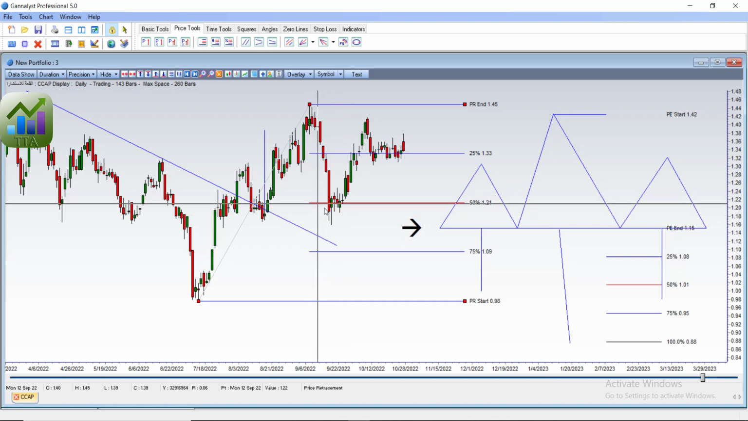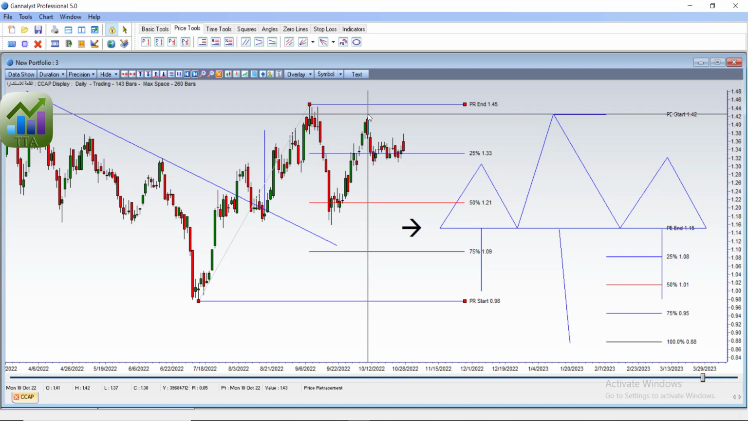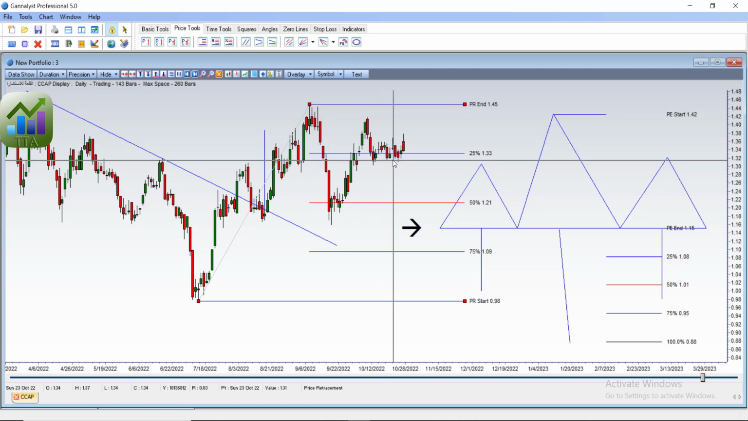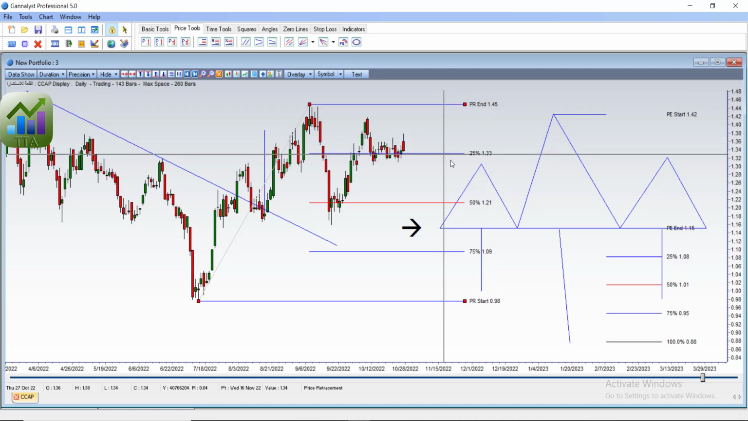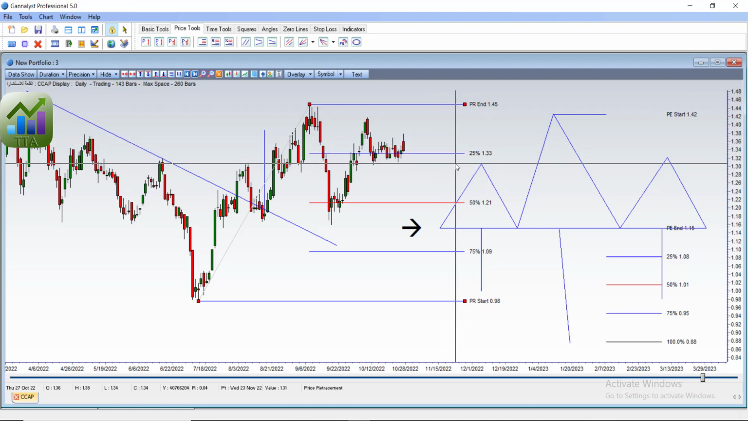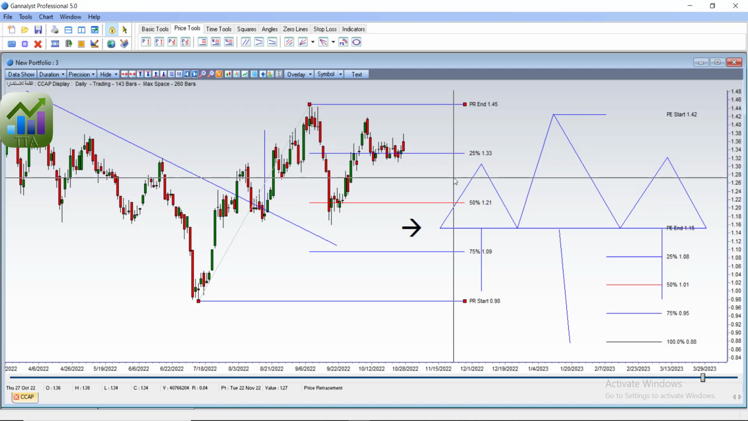Here it respected the 50 and went again to this and then came again, and it used the 25% as support. Okay, but this is not what I meant when I spoke about support and resistance.